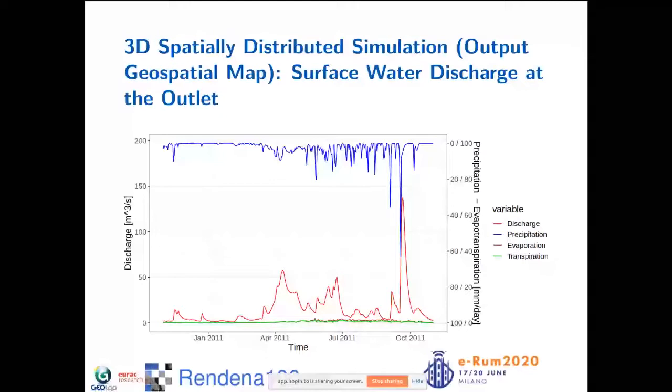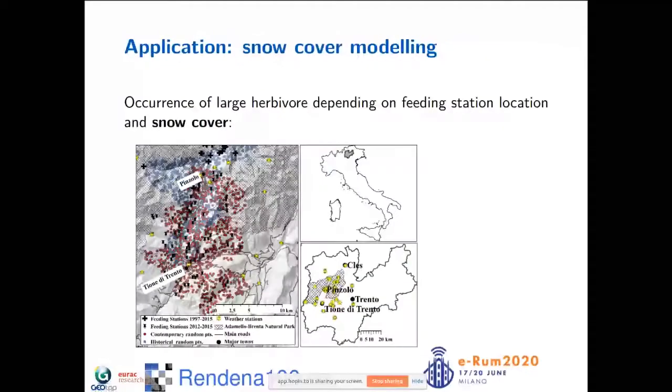In the end, I would like to show you, but I won't insert the code now, an application that I did for my job. It is related to snow cover modeling, because this model, which is often applied in alpine environments, alpine areas, is a good deterministic model for snow.